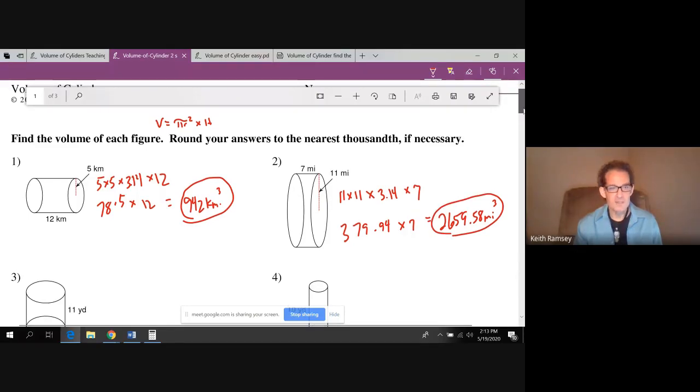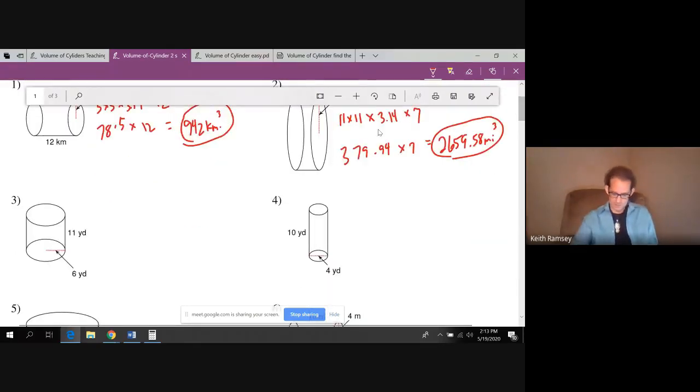Okay, take a minute and look at number 3 and 4, and I'll check back with you after you have a chance to try that on your own. Be careful of number 4 because they're giving you the diameter there. You want half of that.